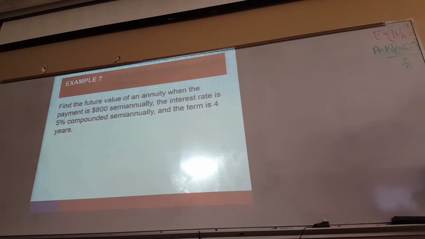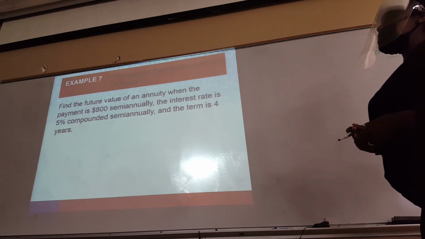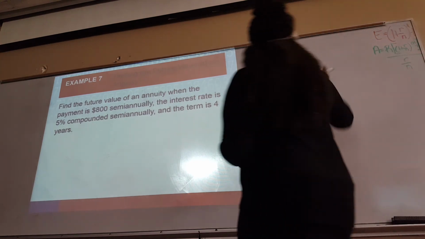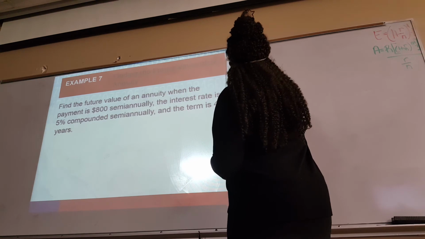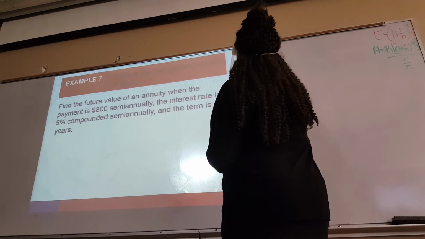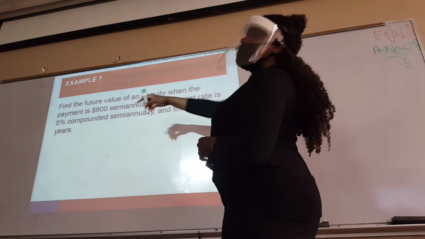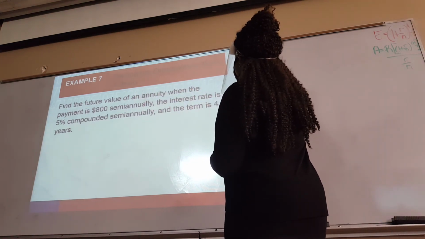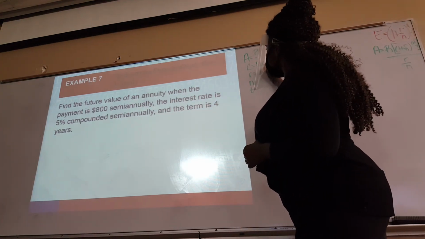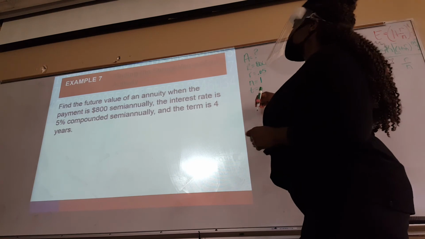So here, they give us a problem. We're going to find the future value of an annuity when the payment is $800 semi-annually and the interest rate is 5% compounded semi-annually and the term is 4 years. So let's write what components we have. A, big R, little r, n, and t. We know we're looking for the future value. They told us we pay $800, which is the payment, which is R. The rate is 5%, which is 0.05. N is going to be semi-annually, 1. And the time is going to be 4.